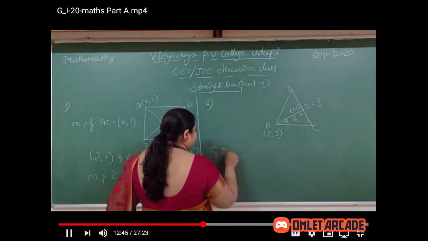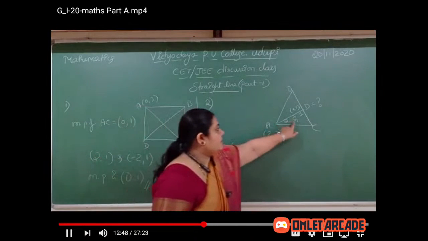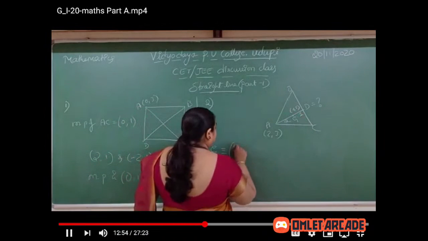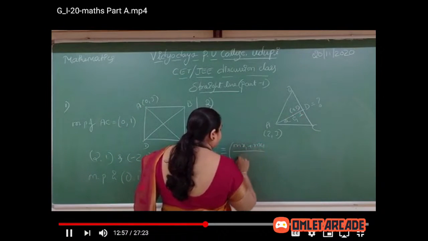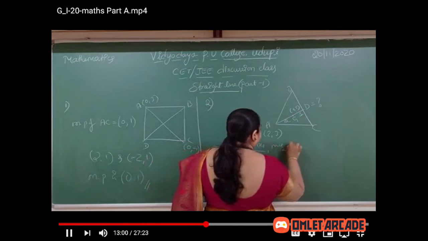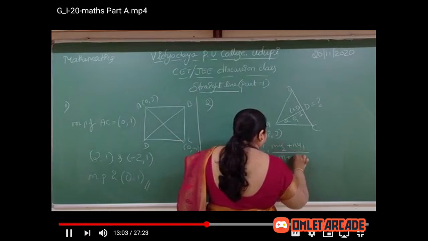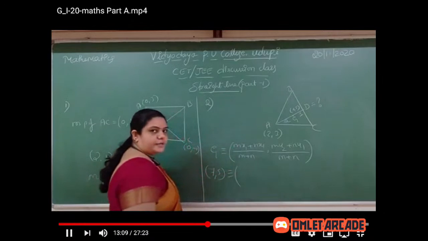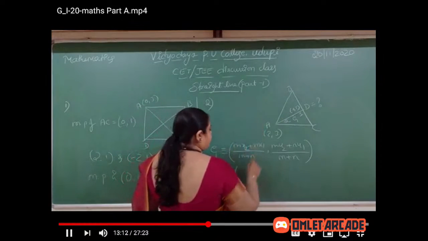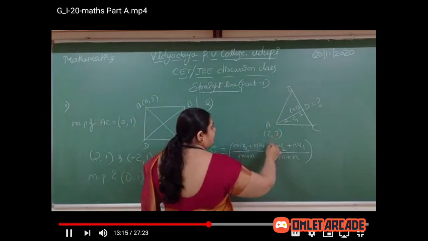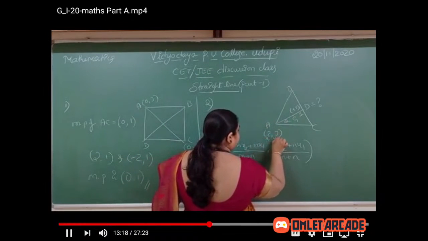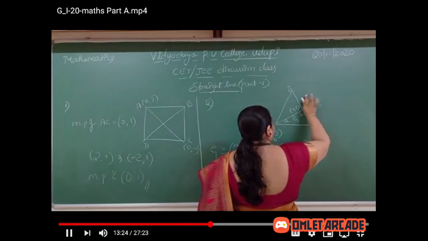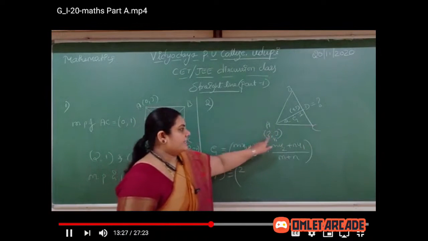Let me take G as the centroid here. I mean, the centroid G is dividing the line AD in 2:1 ratio. So G is, you know the formula, (mx2 + nx1) divided by (m + n), (my2 + my1) divided by (m + n), isn't it? So the centroid is (7, 5). Next, m is 2. We will take this as x1, y1, and what you need to find, D, as x2, y2.